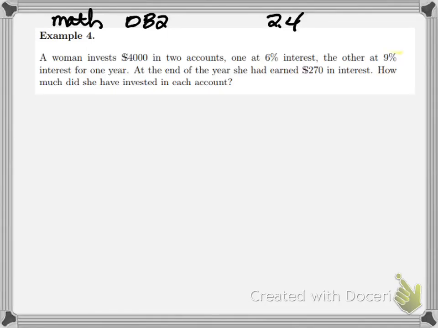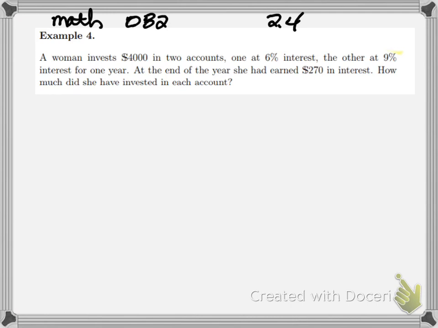This is for Math OED2 and we're in section 2.4, which is the systems of linear equations word problems. This problem is one of the ones about investment, where we have two different accounts which have two different interest rates, and we have to figure out usually either what the interest rate on each account was, or how much was invested in each account. So let's read through this problem.